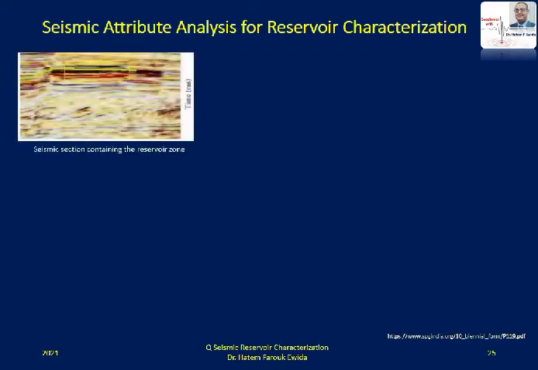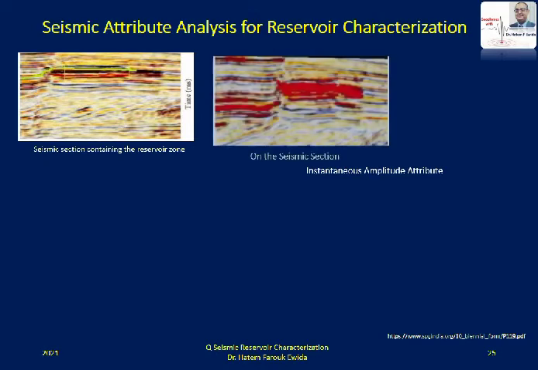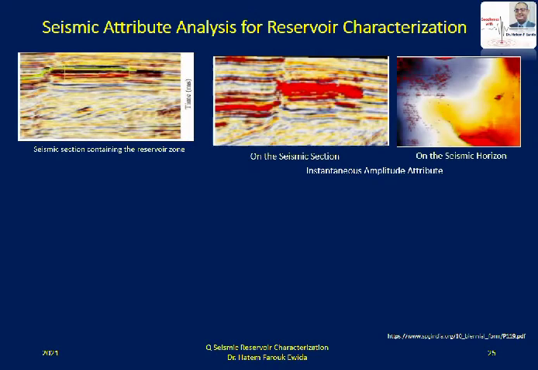So this is the input seismic data. This is a normal seismic section, two-way time, and here is CMP. The reservoir is in this highlighted area. They extracted the instantaneous amplitude attribute, and you have here the attribute in seismic section, and they extracted it on horizontal slices, and this is how the absolute instantaneous amplitude attribute is distributed horizontally.